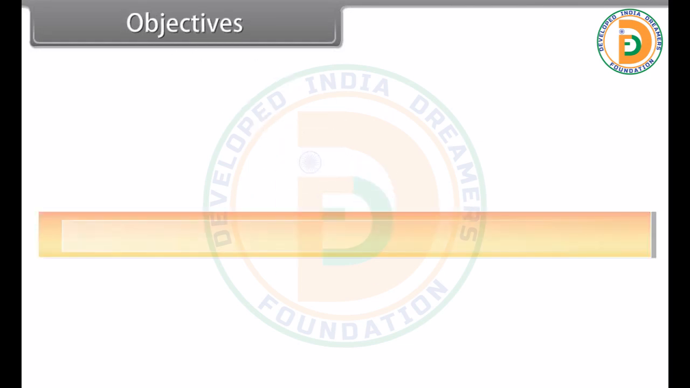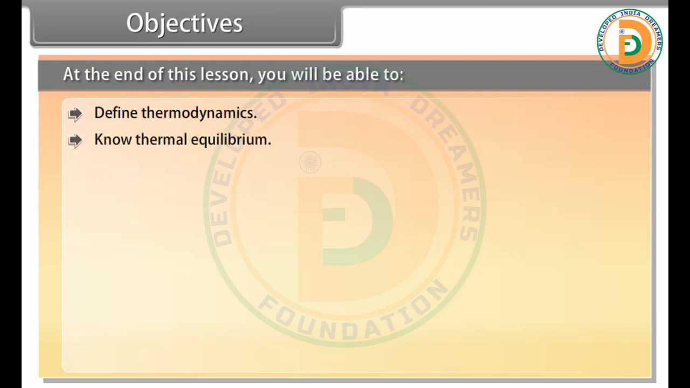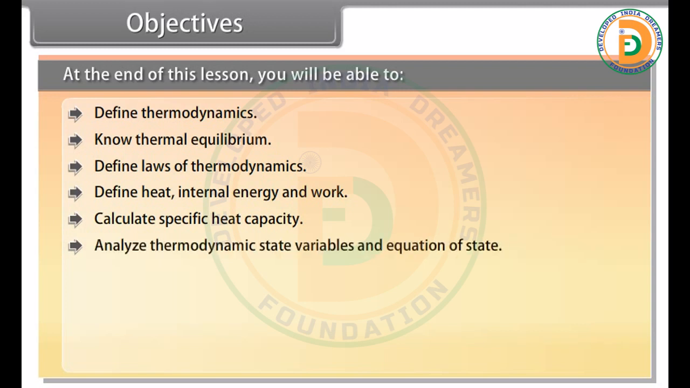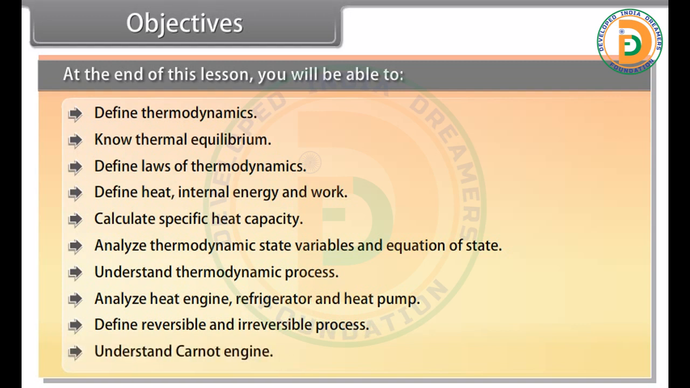Objectives. At the end of this lesson, you will be able to define thermodynamics, know thermal equilibrium, define laws of thermodynamics, define heat, internal energy and work, calculate specific heat capacity, analyze thermodynamic state variable and equation of state, understand thermodynamic process, analyze heat engine, refrigerator and heat pump, define reversible and irreversible process, understand Carnot engine.